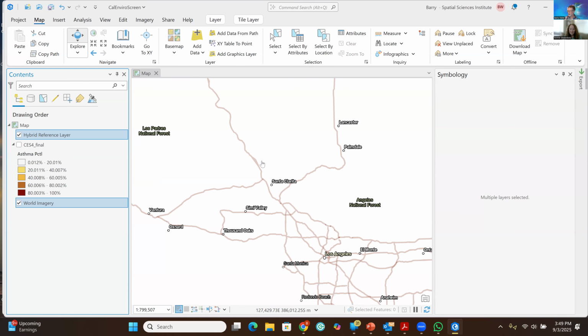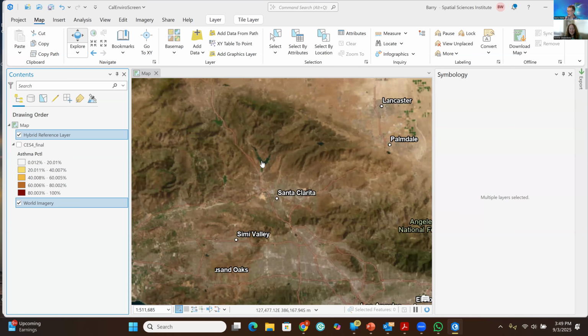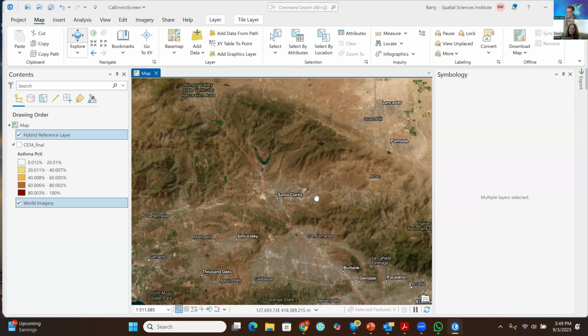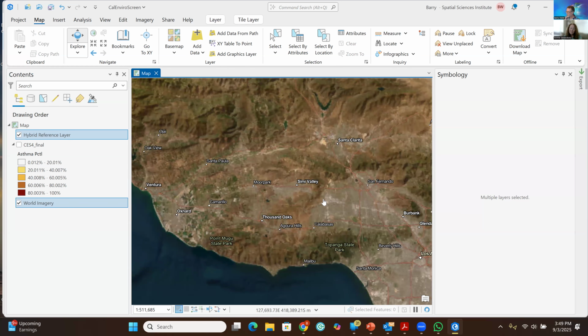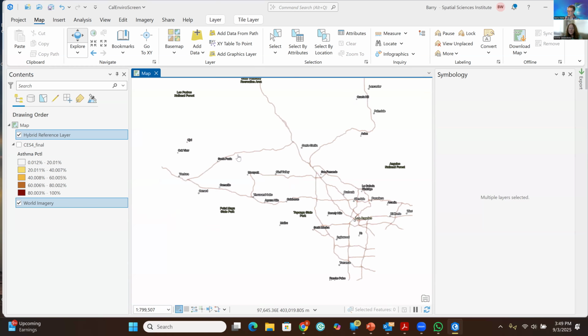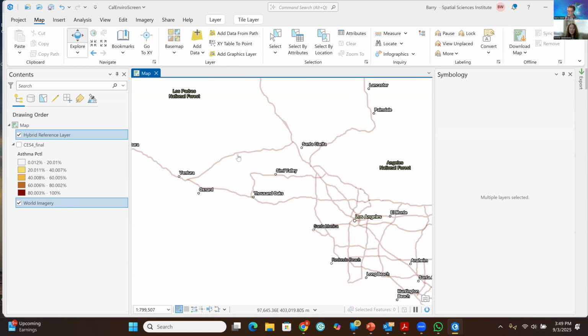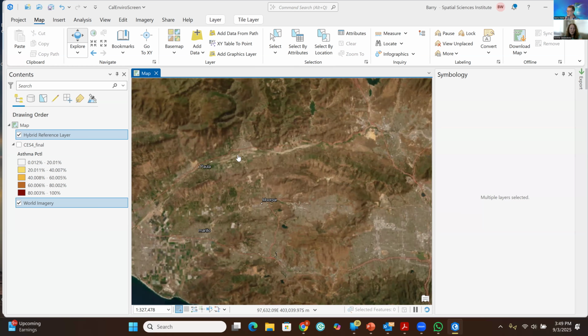Oh, I see. We're out beyond the extent. Anyway, that's good to know. What I mean by that is they have it set so that when you're out past a certain scale, it doesn't draw the imagery because it knows it's going to be too much. As soon as we zoom in, then it turns on. It's good for you to know.